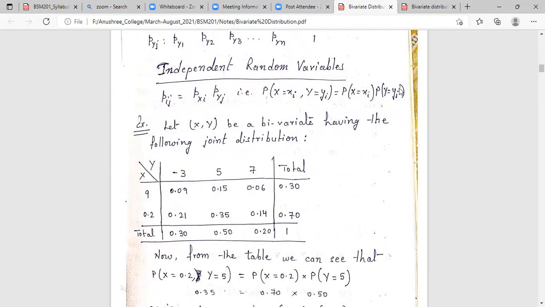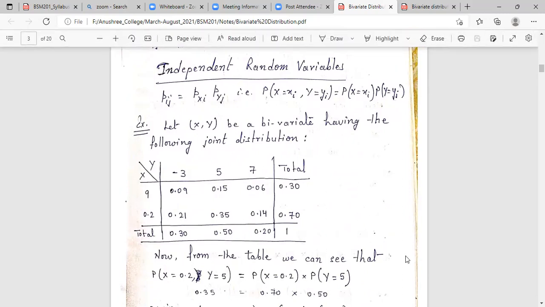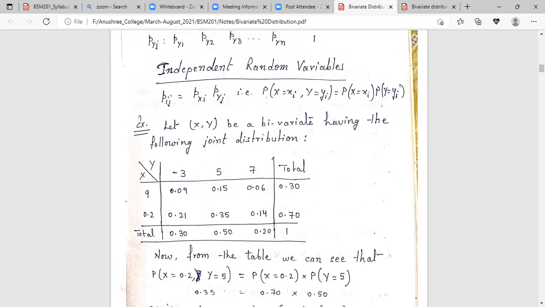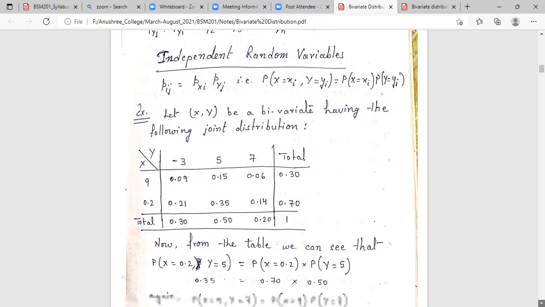All right. Now let us come to a particular problem which will clarify the theoretical part we have learned till now. Look at the problem. It says: let x and y be a bivariate having the following joint distribution. So x and y is bivariate data given to you with the joint distribution in the table. Values of x are 9 and 0.2, and values of y are -3, 5, 7. Now from the table, we can see whether they are independent or not.